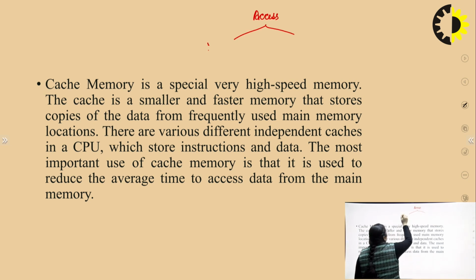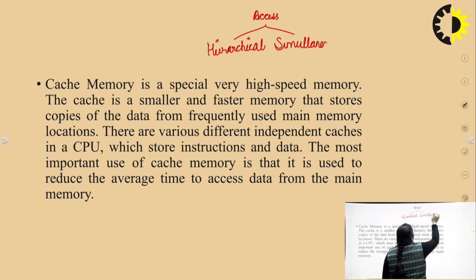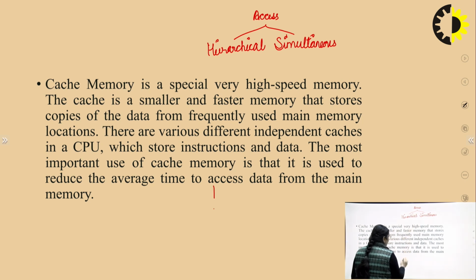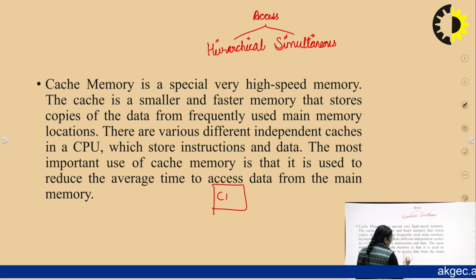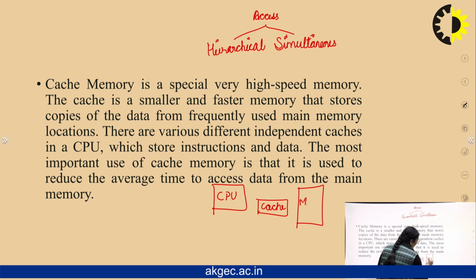It may be a hierarchical access or it may be a simultaneous access. Let me define these two terms for you. Look at this. There I have a CPU, then we also have a cache memory, and finally we have a main memory.